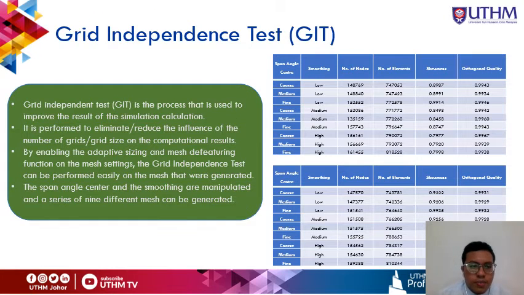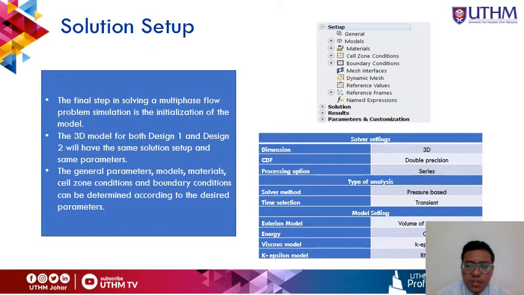And also we perform grid independent tests. Grid independent test is the process that we use to improve the result of the simulation calculation. And to do this, we enable the adaptive sizing and mesh defeaturing feature on the mesh settings. Therefore, we manipulate the span angle center and the smoothing so that a different series of mesh can be generated. And then we choose the meshing with the best skewness and orthogonal quality to perform the simulation. Next, moving on to the solution setup.